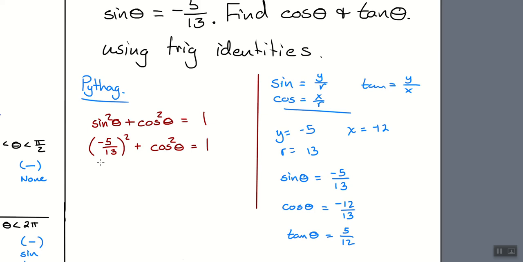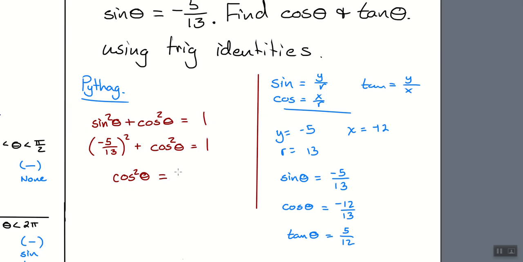Cool. Do you agree that this is true and that this is what we were just told sine was? So I'm going to do a little bit of rearranging here. I'm going to square this. It becomes 25/169. And I'm going to subtract it to the other side, all in one step. Cosine squared theta then is equal to 1 minus 25/169.